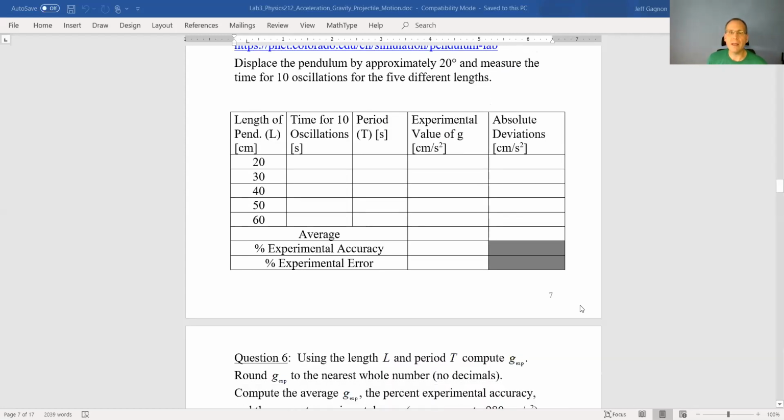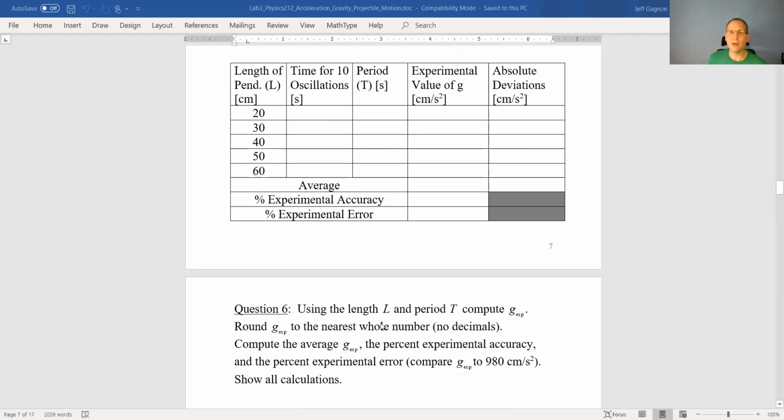I want you to find the average, right? So this is question 6. Compute the average g, again, round to the nearest whole number. Compute the percent experimental accuracy. So I gave you this other column so you can figure out all your absolute deviations, your average absolute deviation. And then finally, compute the percent experimental error where you compare your experimental value of g to 980, right? And that'll be the percent experimental error.